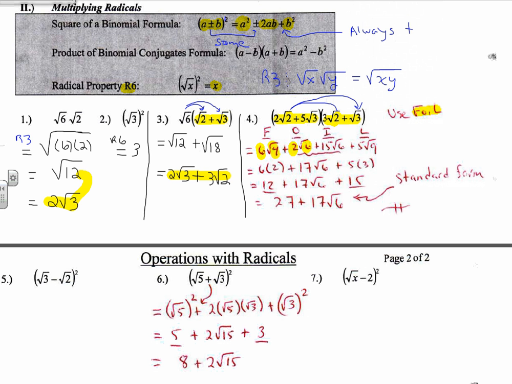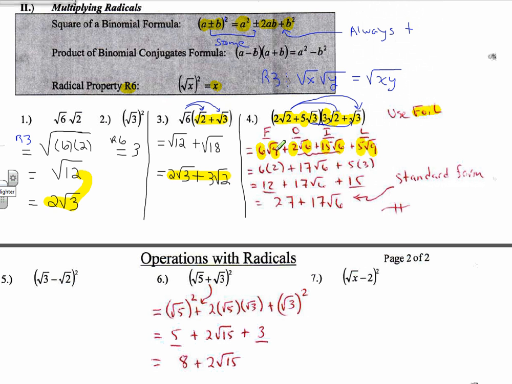Now I do the product of the inside. 5 times 3 gives me a 15. And then again, radical 3 times radical 2 gives me a radical 6. And finally, the product of the last. 5 times 1 gives me a 5. Radical 3 times radical 3 gives me radical 9.